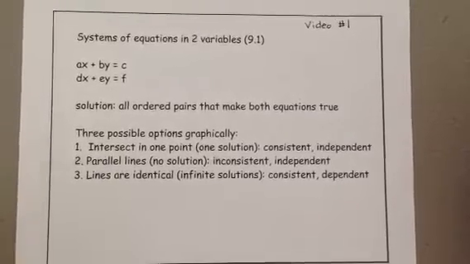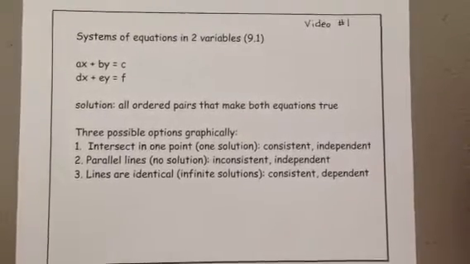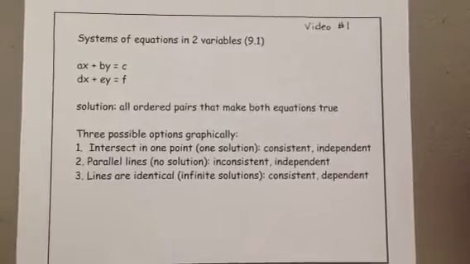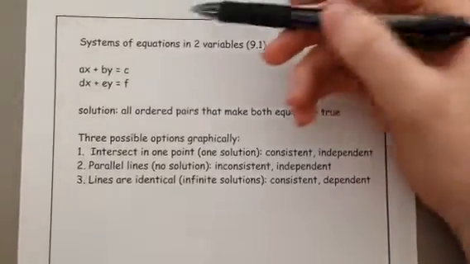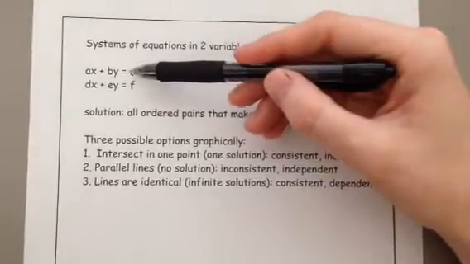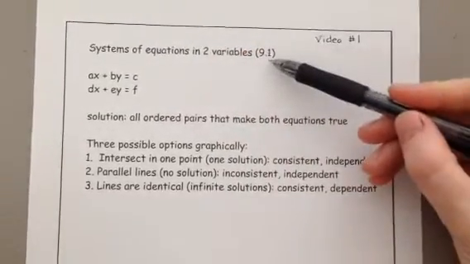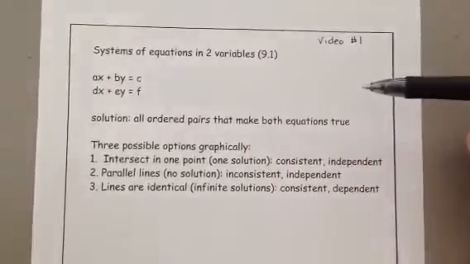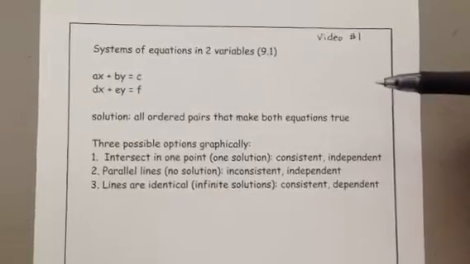This lecture starts us with our information on linear systems, and we are starting with a linear system in two variables, which you see right here. And this can be found in 9.1 in your book, and it corresponds to the homework in 9.1.